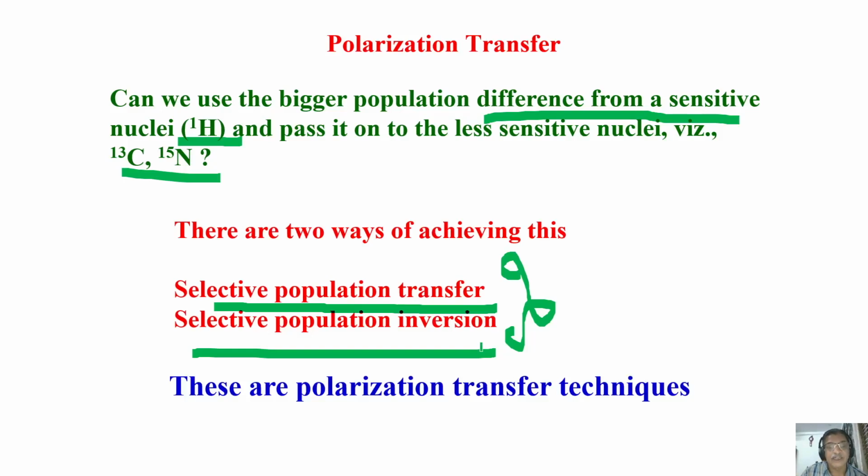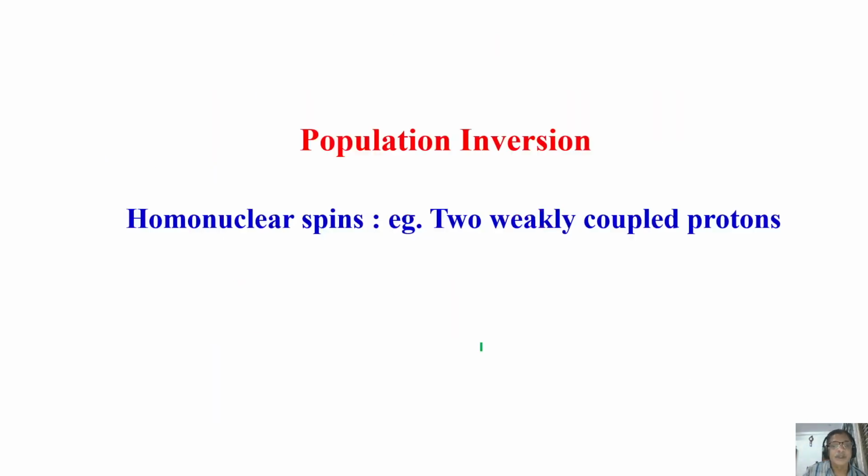Okay, this is called the polarization transfer technique. Please remember, there are two polarization transfer techniques. One is selective population transfer called SPT. The other is selective population inversion called SPI. These techniques, if you understand, we can couple with the editing technique later. Now let us go to the population inversion scheme. What is a population inversion? How does it enhance the signal intensity?